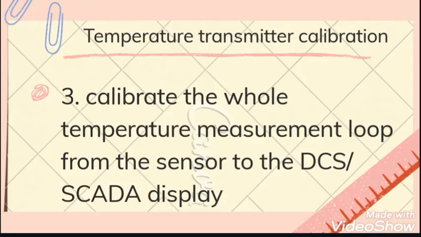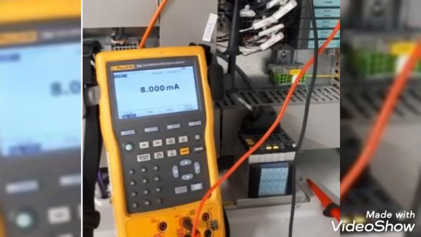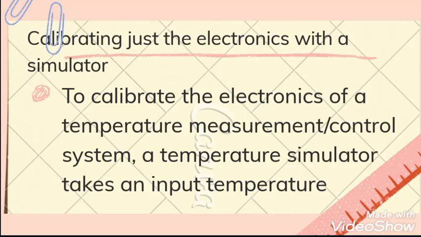The third procedure is to calibrate the whole temperature measurement loop from the sensor to the DCS or the SCADA display. We have connected our sensor with the transmitter and the transmitter is connected to the DCS, and we will calibrate the whole loop. By this way, we will connect our HART to the PLC input and we will calibrate the whole loop with the cables, the sensor and the transmitter.